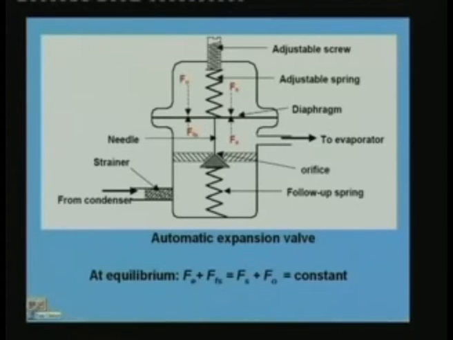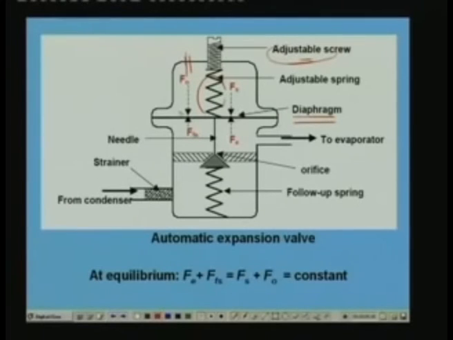Now if you look at the schematic of the automatic expansion valve, it consists of a diaphragm, or bellows, you can also use bellows, and an adjustable spring here and an adjustable screw. So using the adjustable screw you can adjust the spring compression, right? The force exerted by the spring can be adjusted with the help of the adjustable screw, and this is normally open to atmosphere, so atmospheric pressure also will be acting here.